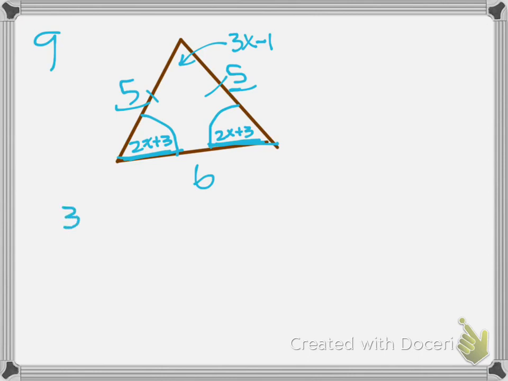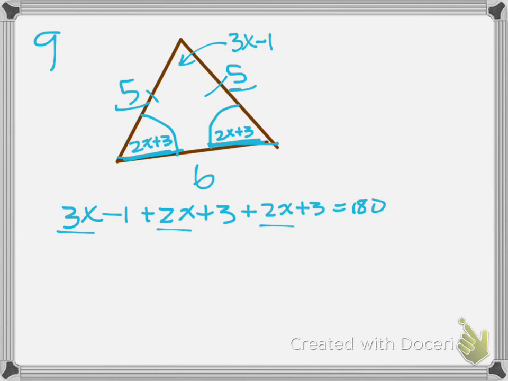And now I'm going to say that all three angles added together will equal 180. So I'm literally just going to list the angles with a plus sign between them. So 3x minus 1 plus 2x plus 3 plus another 2x plus 3 will equal 180 degrees. So now we will combine like terms. So 3x plus 2x plus 2x. How many x is that? And then we've got 3 plus 3, which is 6, and 6 minus 1 is 5.